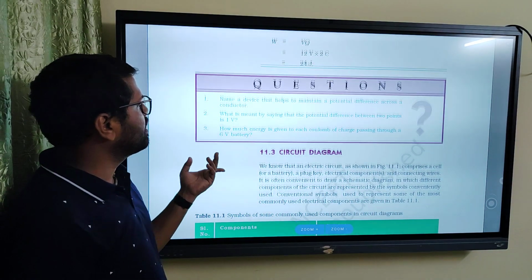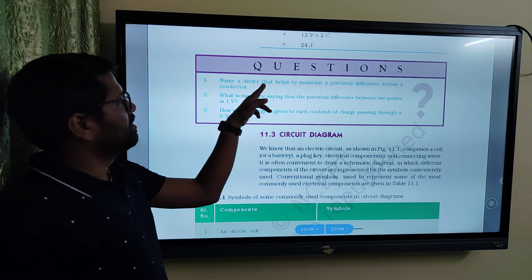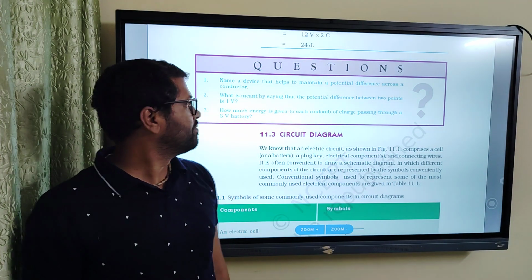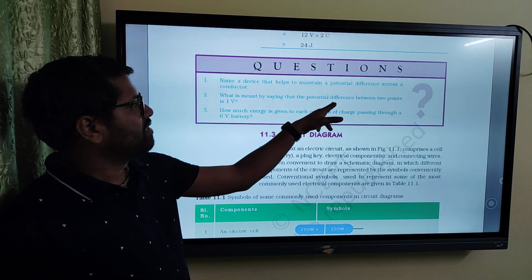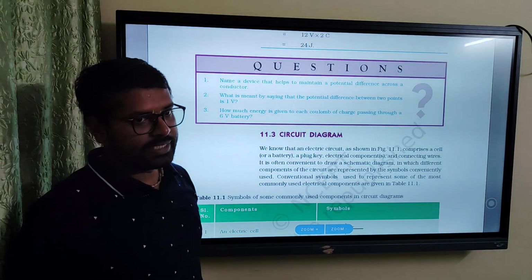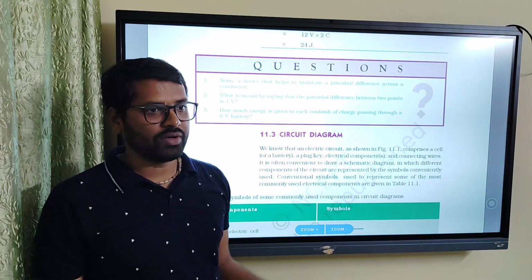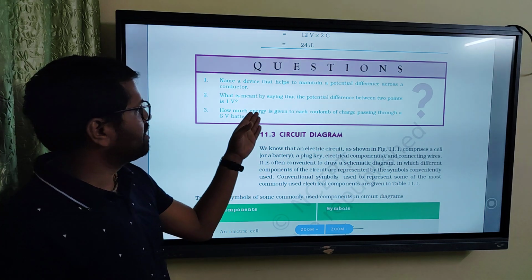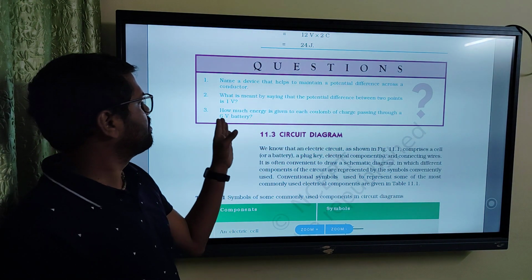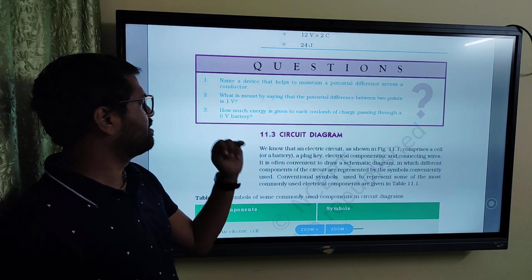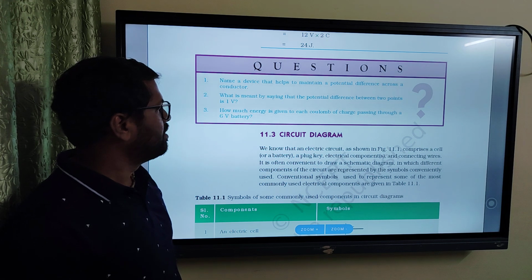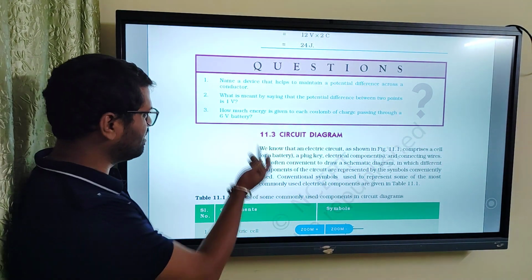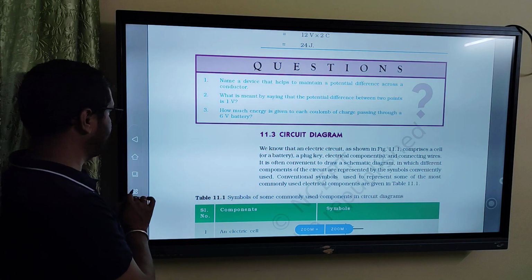See, 24 joule. Correct. Now, name a device that helps to maintain potential difference across a conductor. Voltmeter. What is meant by saying the potential difference between 2 points is 1 volt? Like that, they'll ask about 1 volt. We just now defined it like that. How much energy is given to each coulomb of charge passing through a 6 volt battery? Each coulomb means 1 coulomb, so charge is 1 coulomb. Simple. Use the formula and get the answer.